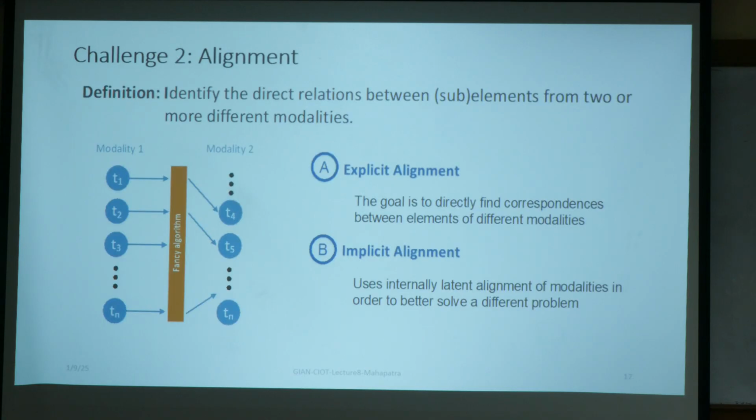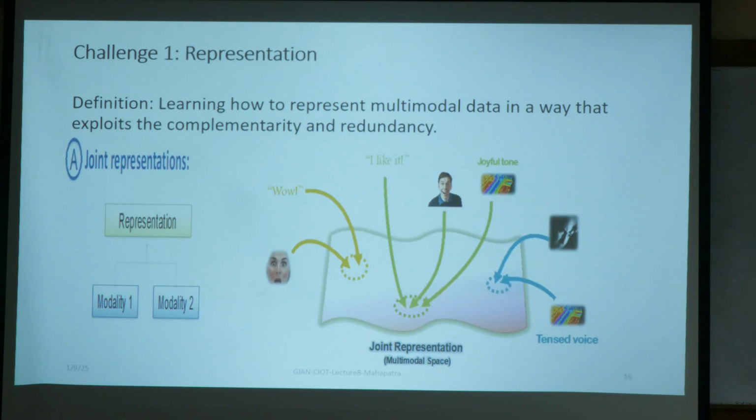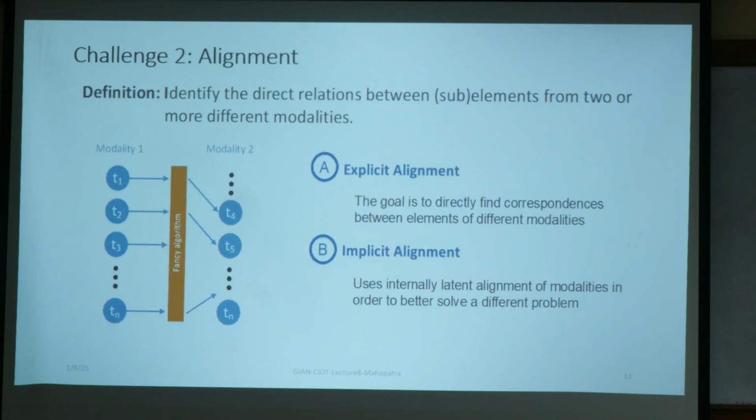Second challenge is alignment. These are multimodal challenges actually, and how to resolve them to some extent. Alignment definition is to identify the direct relationship between elements or sub-elements from two or more different modalities. Just like you saw in the previous one, this is one modality, this is another modality. There are three modalities here. Same thing here, how do we align them?